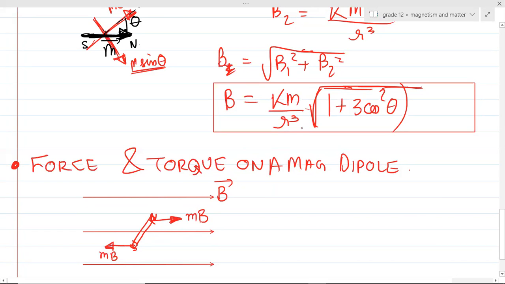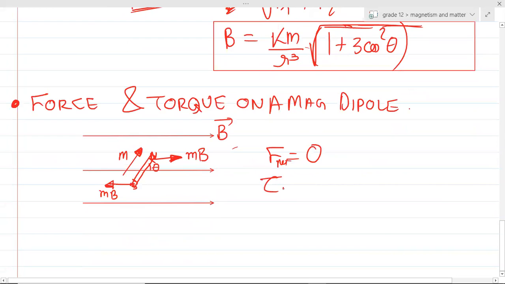Hello guys. So suppose there is a dipole which is placed at an angle theta to the magnetic field. Can you see over here? This is South Pole, this is North Pole. So this will be the magnetic moment, capital M. Yes or no, guys? So here on this magnet, what will be the force acting? The overall force will be 0. Can you see MB acting towards left, MB acting towards right? The net force is 0.